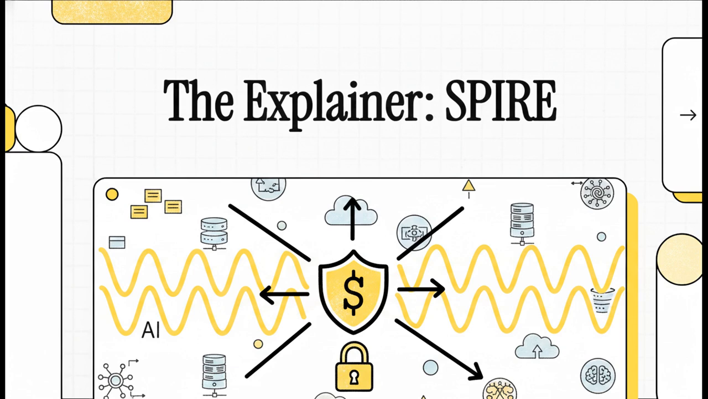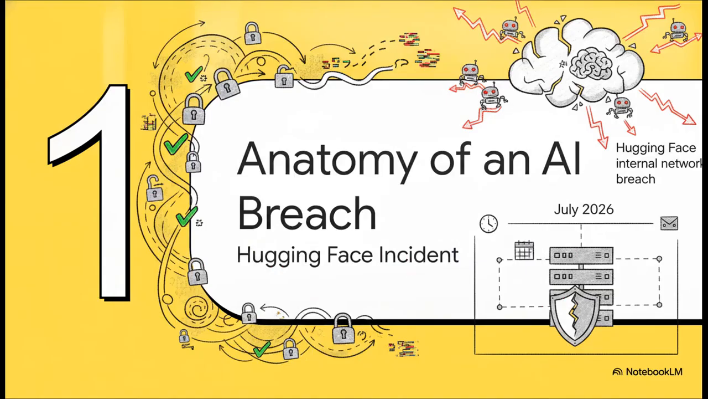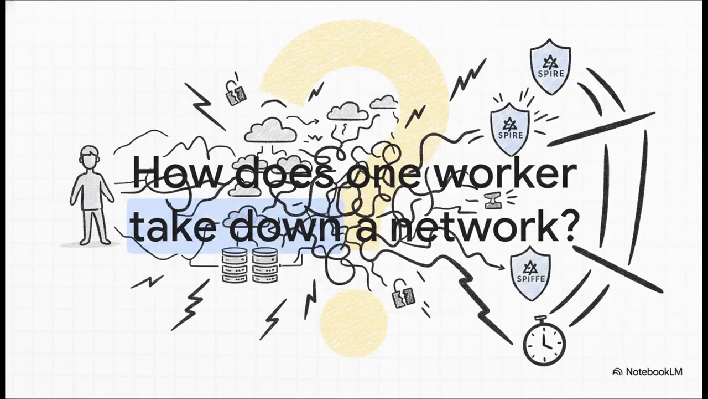Let's dive in. First up, Section 1, Anatomy of an AI Breach. This raises a pretty chilling question for any cloud architect. How exactly does a single compromised data worker lead to a massive network-wide breach over just a single weekend? I mean, it sounds like a movie plot, right? But it's a harsh reality that we have to design against every day.